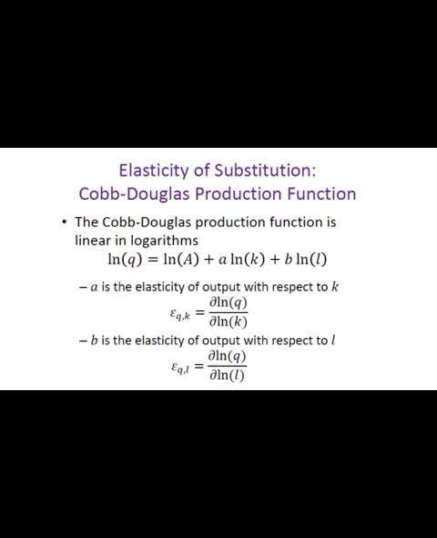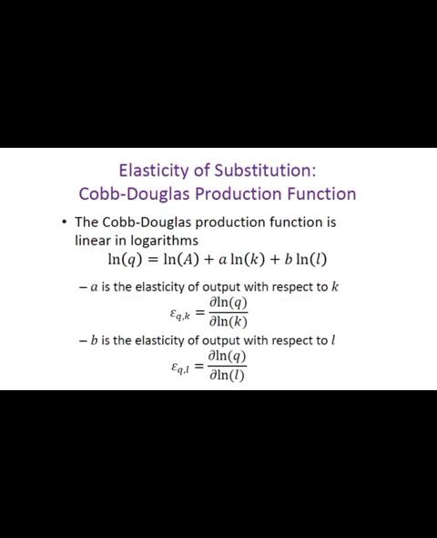The second great feature is that the Cobb-Douglas is linear in logarithms. By taking the natural log of both sides, we get a simple linear equation. This isn't just a mathematical trick, it's a huge practical advantage. The coefficients a and b now have a direct economic meaning. They are the output elasticities.